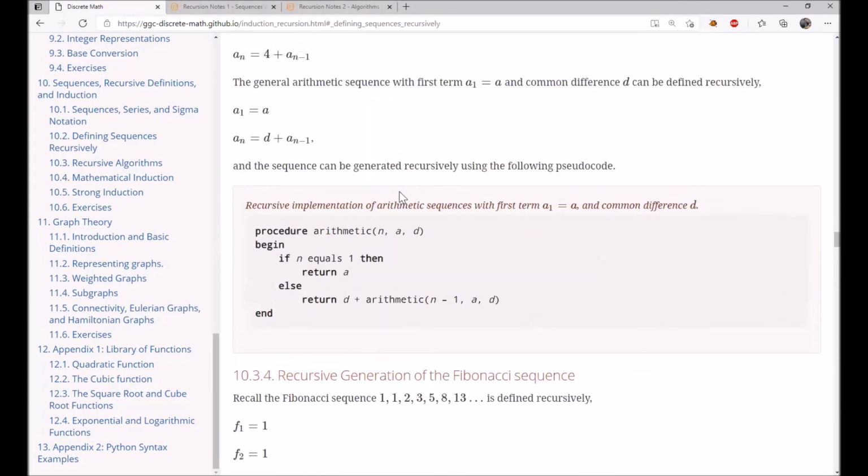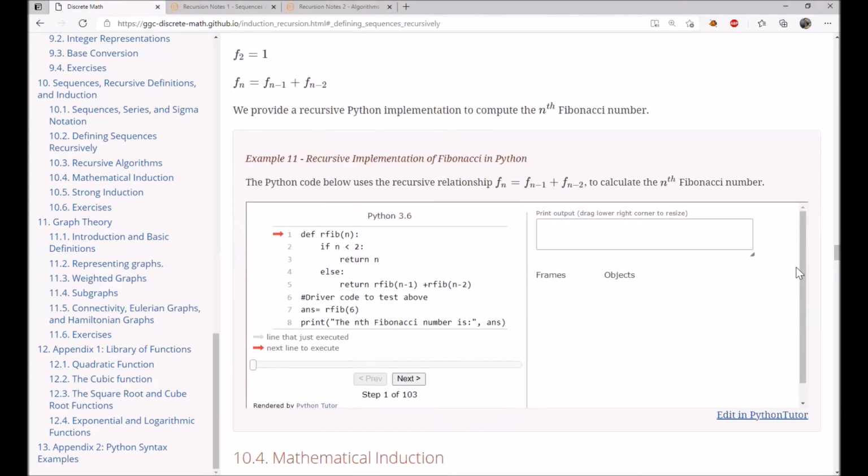You can do that with arithmetic sequences. Here is Python Tutor giving the Fibonacci sequence recursively. This is another one that I'm going to encourage you to go ahead and try to work through yourself. But I'm going to move on to looking at the notes now.